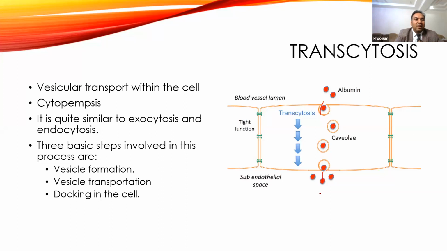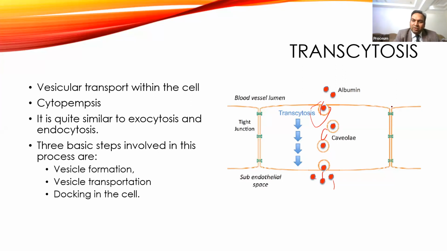It is also called cytopempsis. Again, this is usually seen in renal tubules where the vesicular transport will be there. And there similarly, first phagocytosis, vesicle formation, transportation, and then docking of the cell, which is called exocytosis. These three basic steps are involved. And very few books have described more about the transcytosis.